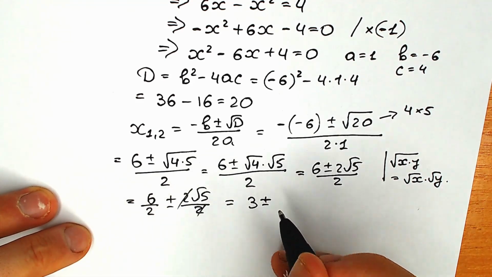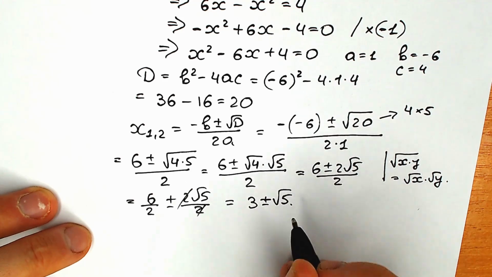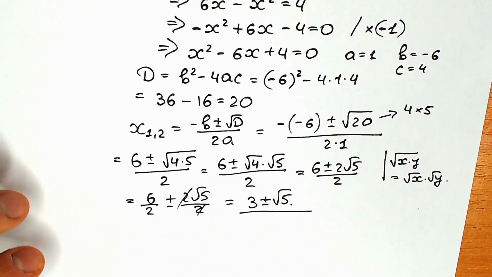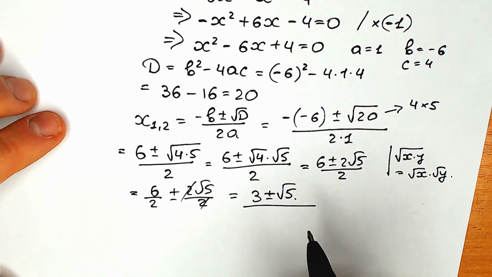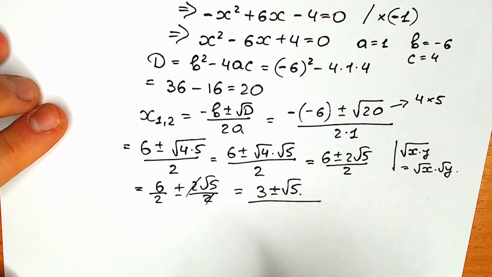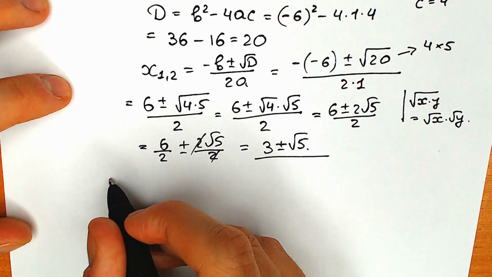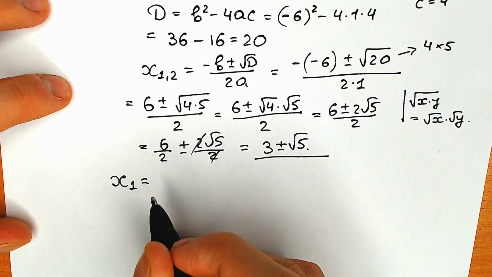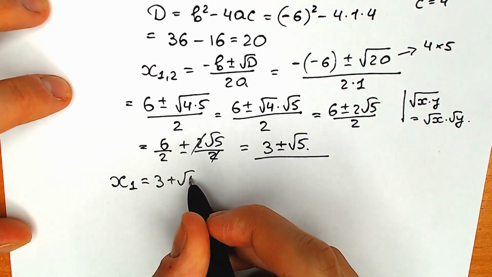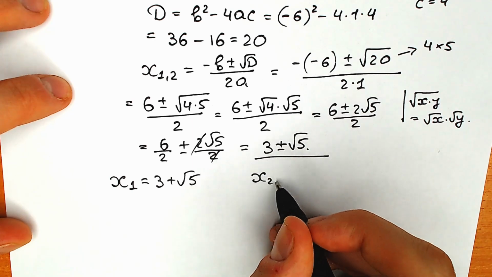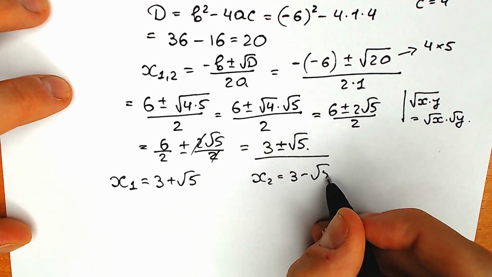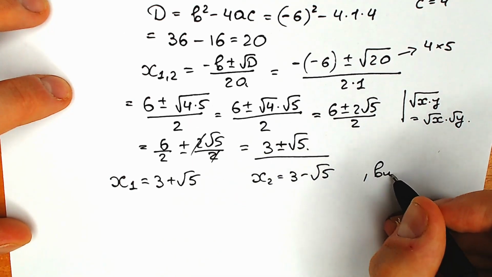As a result, 3 plus minus square root of 5. So these are our two roots, x first and x second. But don't forget about substitution. So first of all, I'm gonna write x first and second real quick. Let's go with x first with the positive sign. So x first equal to 3 plus square root of 5, and x second equal to 3 minus square root of 5. But don't forget about our substitution.